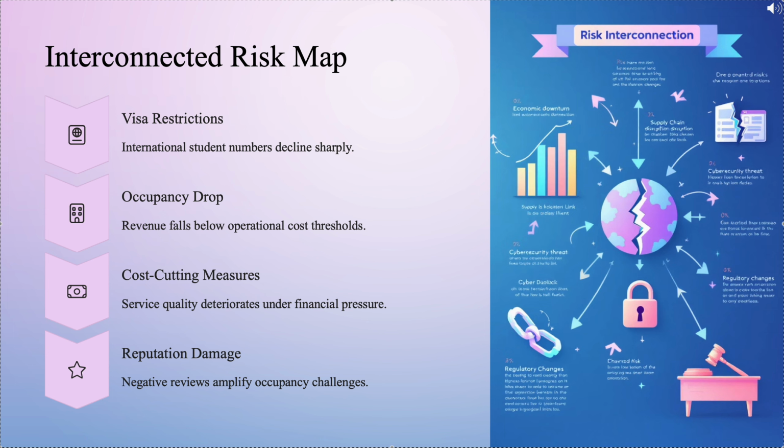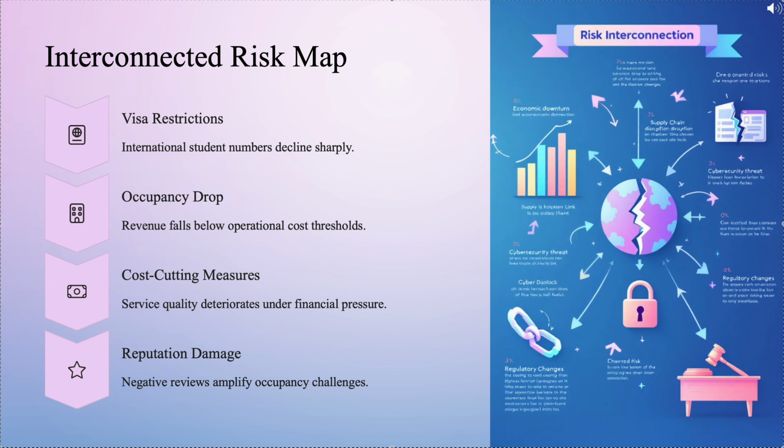Cost cutting measures. When occupancy falls, the revenue can drop below the operational cost threshold, forcing us to implement cost cutting measures. This could involve reducing the staff, delaying maintenance, and cutting back on amenities.